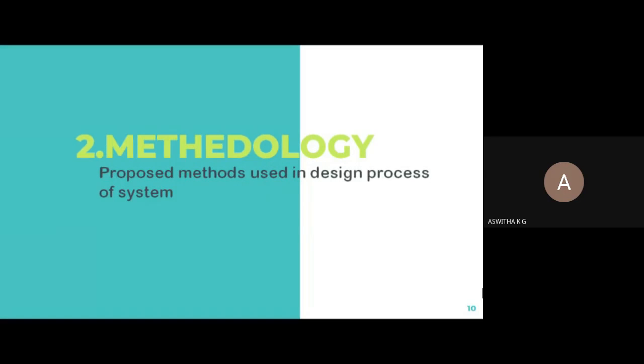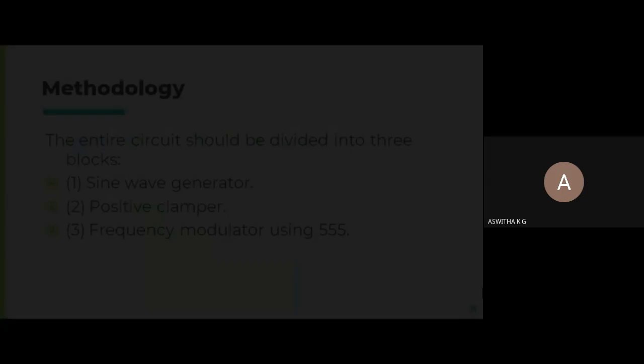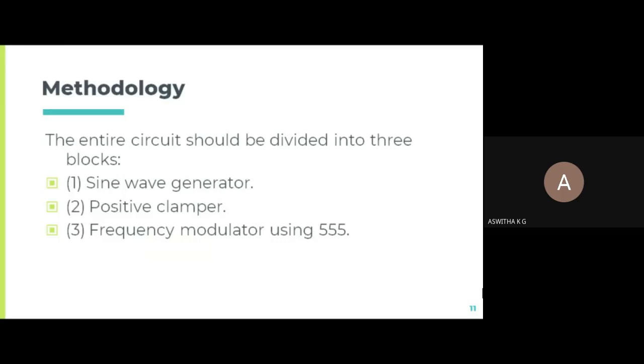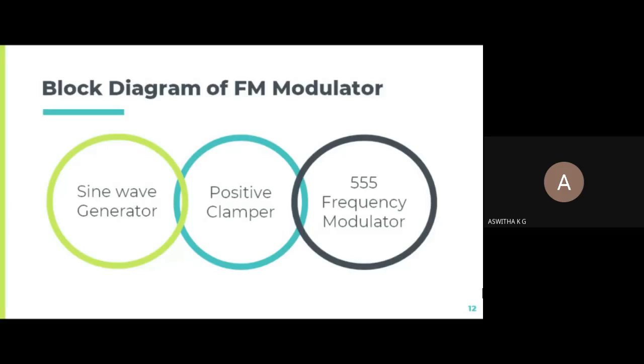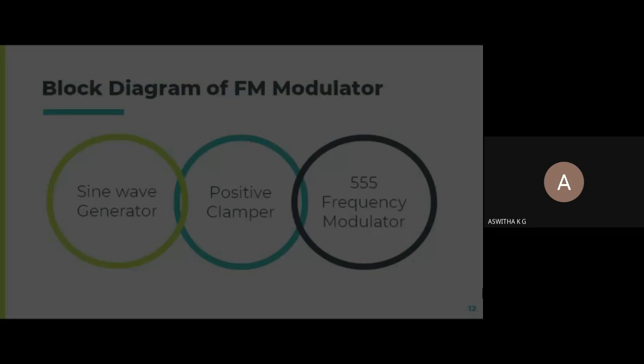Next, let us see the methodology. The methods used in the design process. The entire circuit should be divided into three blocks: sine wave generator, positive clamper, and the frequency modulator using 555. The block diagram of an FM modulator consists of a sine wave generator, positive clamper, and a 555 frequency modulator connected.